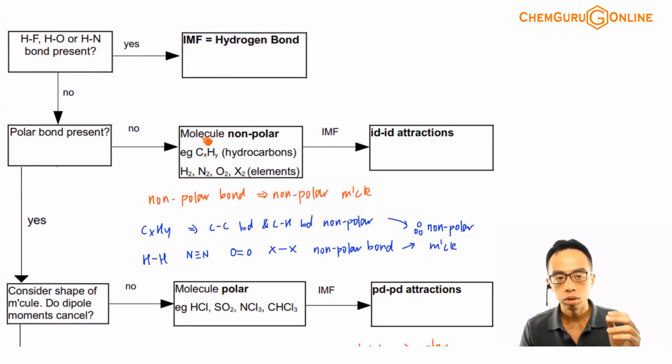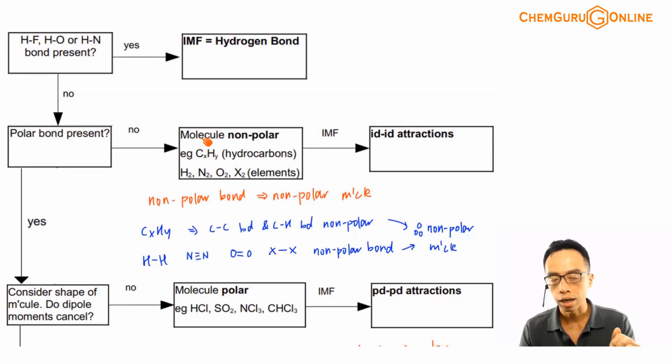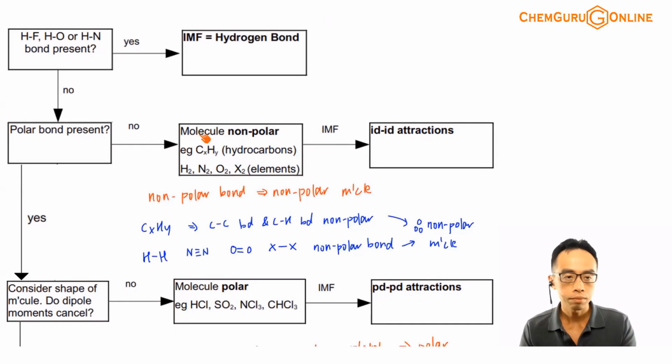I think the easiest intermolecular force to determine is hydrogen bond because it is very obvious. Does it have an HF bond? Does it have an HO bond? Does it have an HN bond? If it has any of these bonds present, then yes, you'll be able to form hydrogen bond.